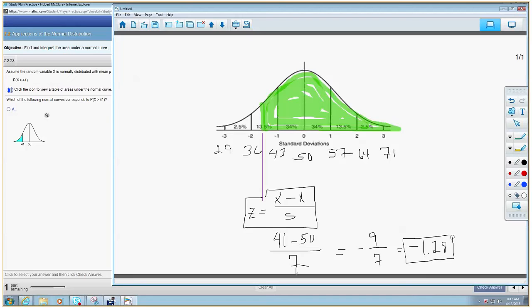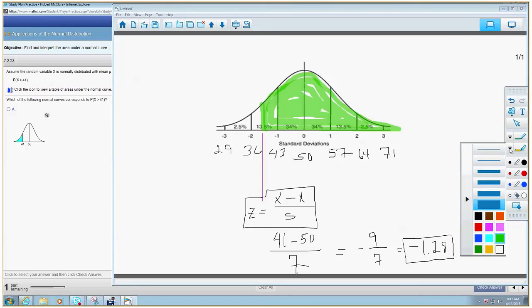Now you got your Z-score, so what can you do? Look it up or use your calculator. But if you look it up, what do you got to remember? Which side are we wanting? Left-hand side or right-hand side? Right-hand side. And what is the right-hand side? 1 minus the left-hand side. Your table only gives you the left-hand side.